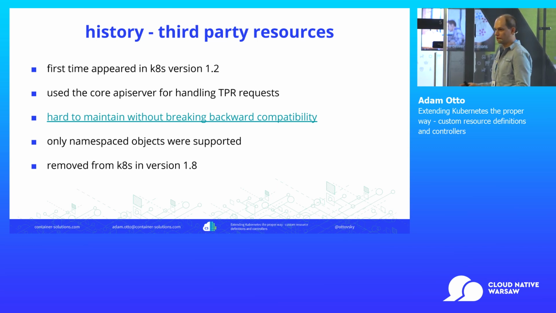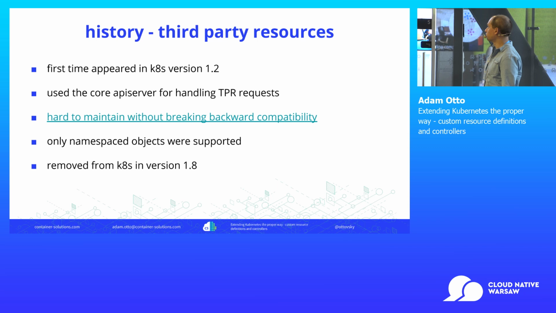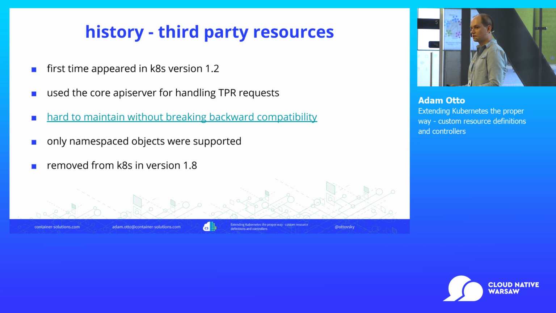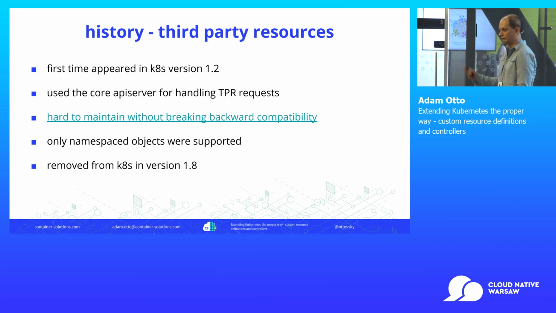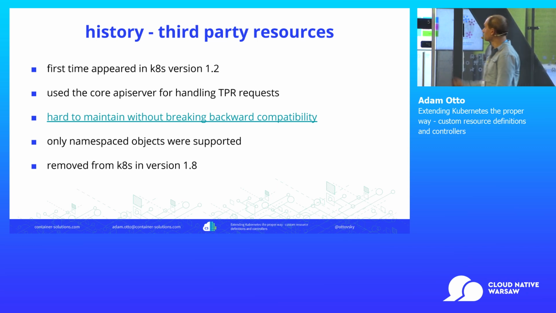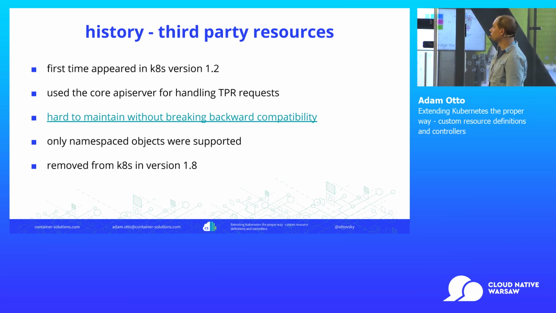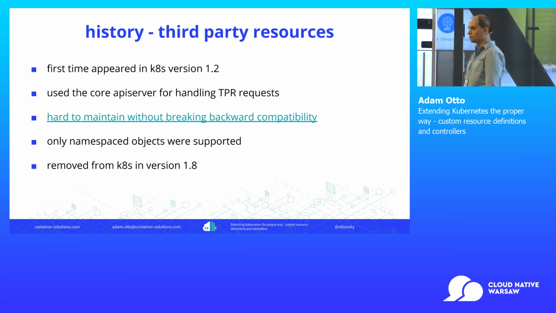This was a big limitation because it was breaking backward compatibility. By the core API server, I mean the TPRs were using the same, let's call it processing unit, as pods, services, and any other standard resources. So it was a big limitation. Another limitation was that they supported only namespaced objects. So because of those limitations, they were removed from Kubernetes in version 1.8.